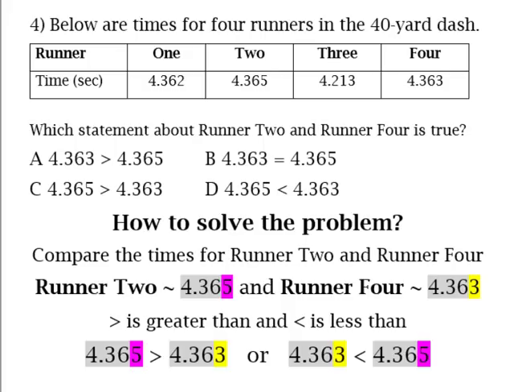How to solve the problem? We need to compare the times for runner 2 and runner 4. Now, in comparing the times, what we see is that they have the same number value in the ones place, in the tenths place, and also the hundredths place. The difference is in the thousandths place.